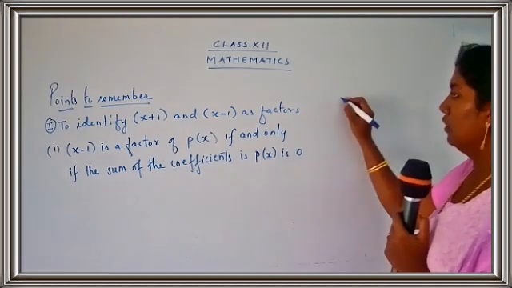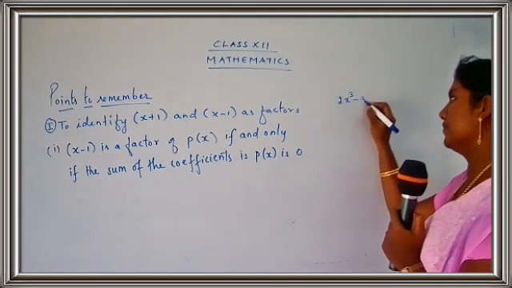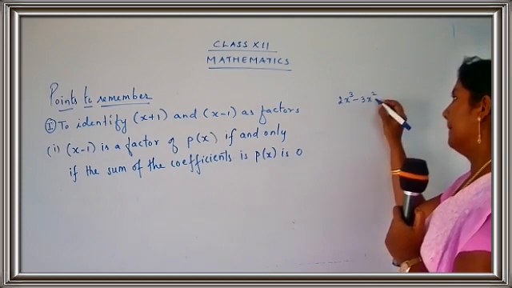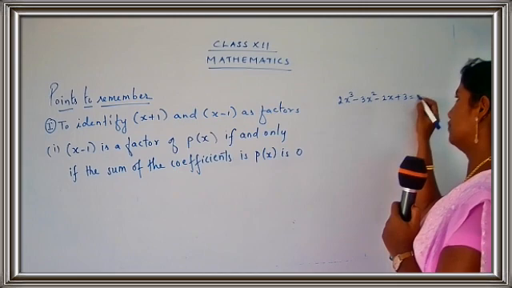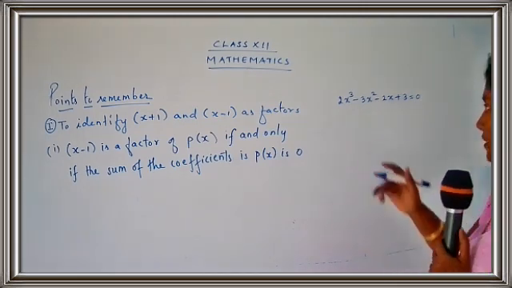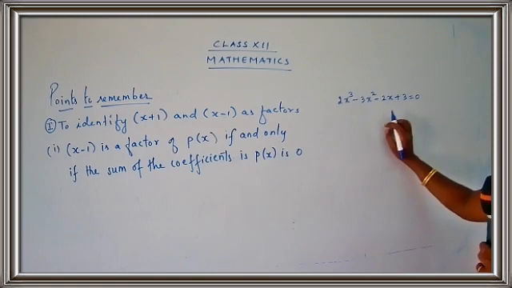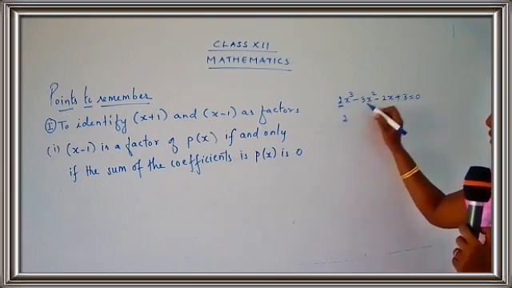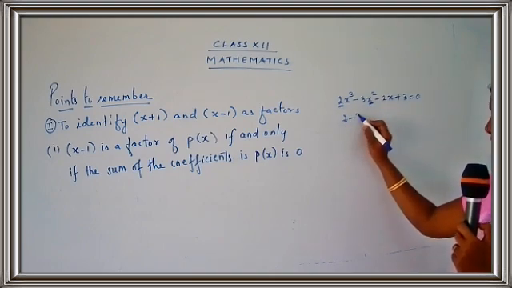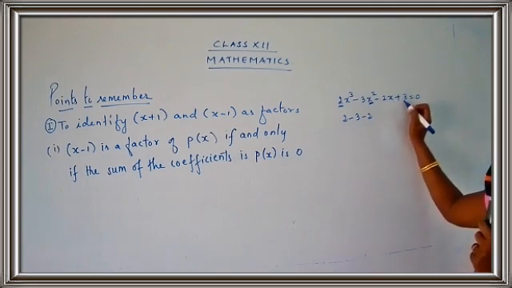If I take 2x cube minus 3x square minus 2x plus 3 is equal to 0. Somewhat I have taken an equation. Now this is a polynomial equation, and what I am going to do is take the sum of all the coefficients of p(x). So what is the coefficient here? This is 2. What is the coefficient of x square? It's minus 3. What is the coefficient of x here? It's minus 2. You may have a confusion.